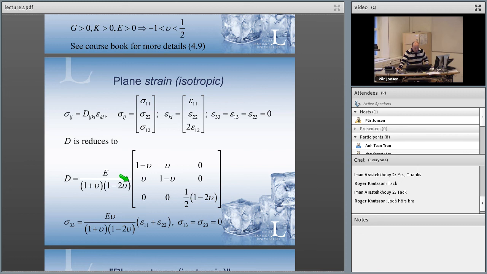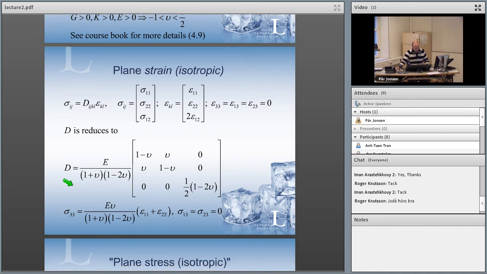You see, this reduces your stress tensor. You only have three positions: two volumetric components and one shear component. And this is the same also with the strain tensor. So if you have that, you have to reduce your stiffness tensor like this. It's much simpler now. It's a 3 times 3 tensor.